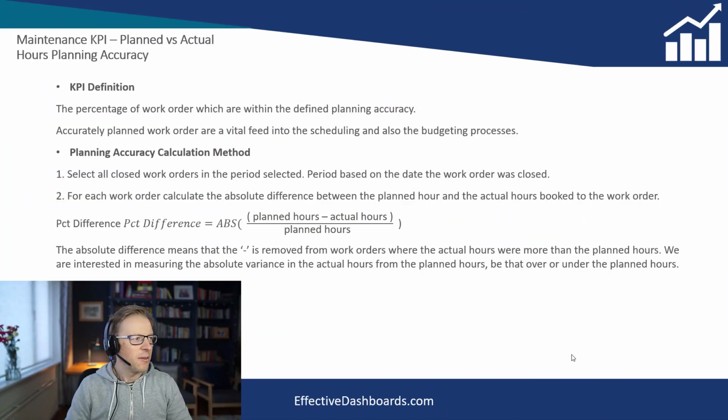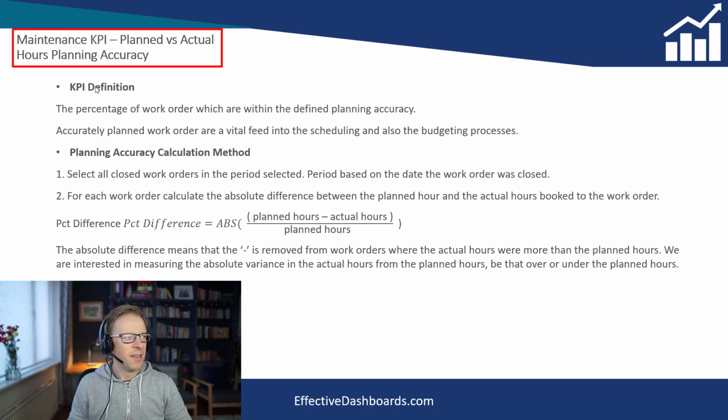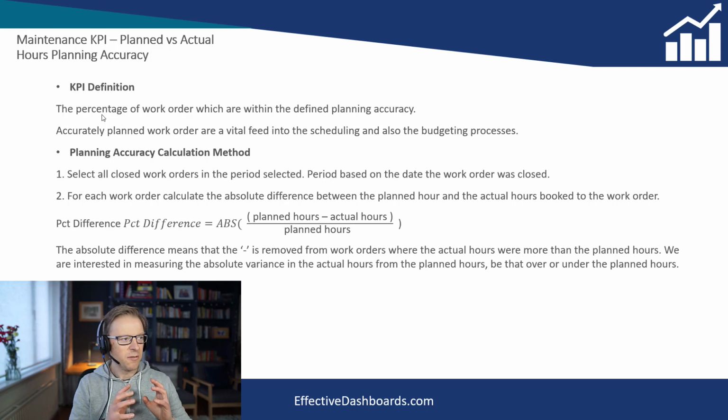Okay, so let's kick off by going through the definition of this KPI. So it's going to be called planned versus actual hours planning accuracy. And really what we're looking at here is the percentage of work orders which are within a defined planning accuracy. Okay, so on a work order you've got planned hours, and those are the hours that are made up during the scoping of the job. And then while the job's being worked on, hours are booked to that job by the different crafts or different trades. And at the end of the job, when it's closed off, we've got the actual hours.